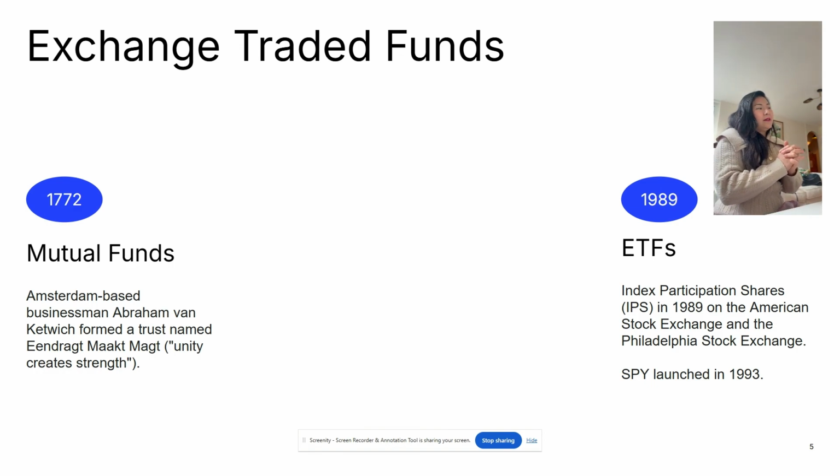Somewhere along the line, this guy called Abraham van Katwijk, the Dutch people, please correct my pronunciation, figured out that, well, sometimes it's still quite expensive for an individual investor to buy a share of a big company. And that is still true for some shares today, right?